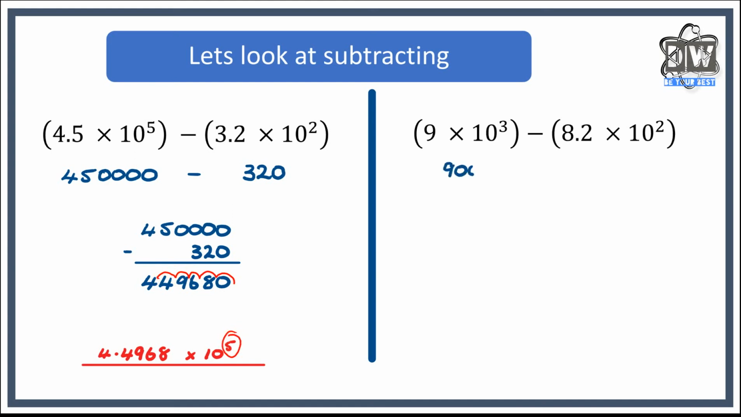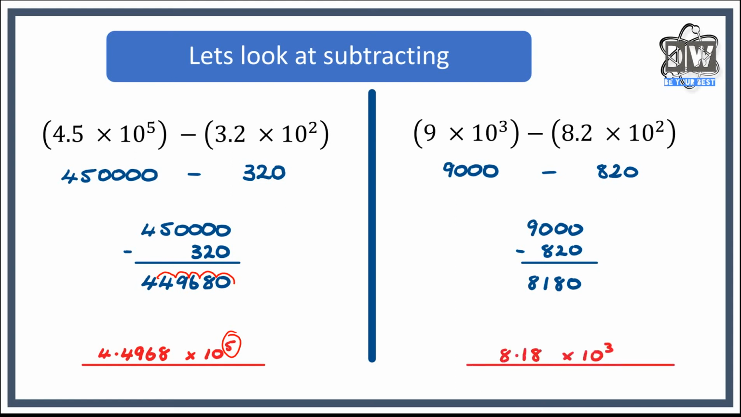And on this one here, we had our 9,000 take away our 820. Do that now, and what do we get? We get 8,180. Put that into standard form, we get 8.18 times 10 to the power of 3. Let's have a look. 1, 2, 3, and we know we are correct.